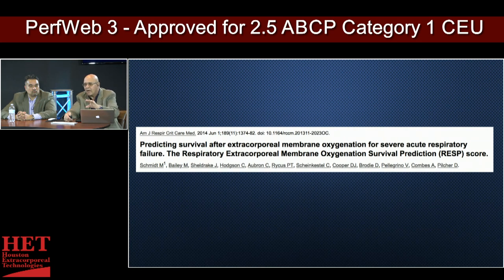This is just one of many studies that are out there. I didn't want to just throw a whole bunch of studies on there. But predicting survival after extracorporeal circulation in severe ARDS, this is a survival prediction or RESP score. Basically, I think what we've gotten really good at is patient selection and time of initiation, at predicting who is more likely to be a survivor.